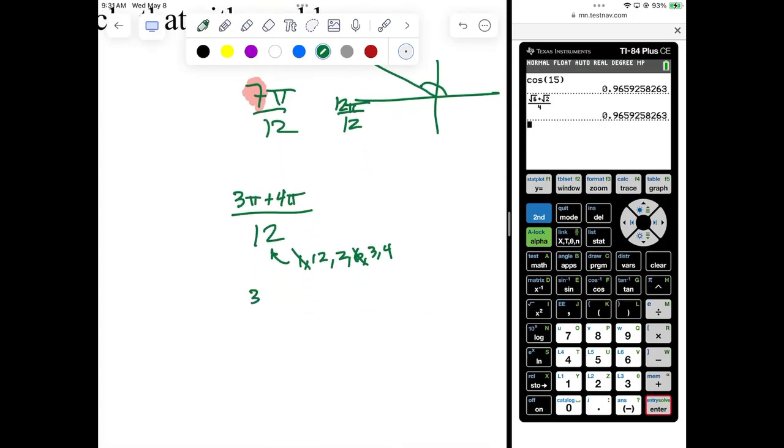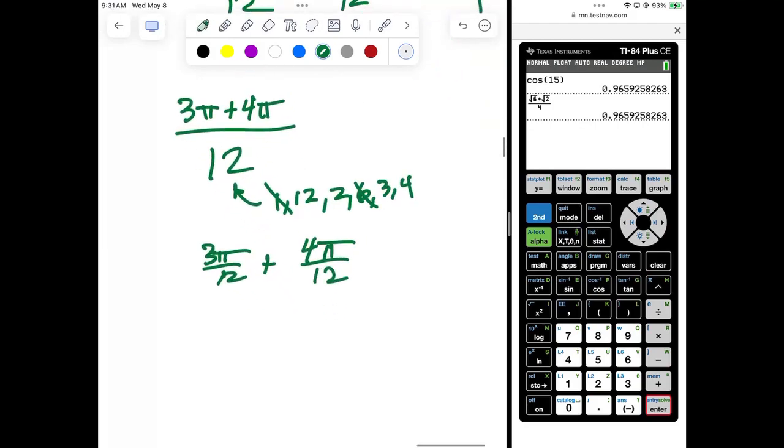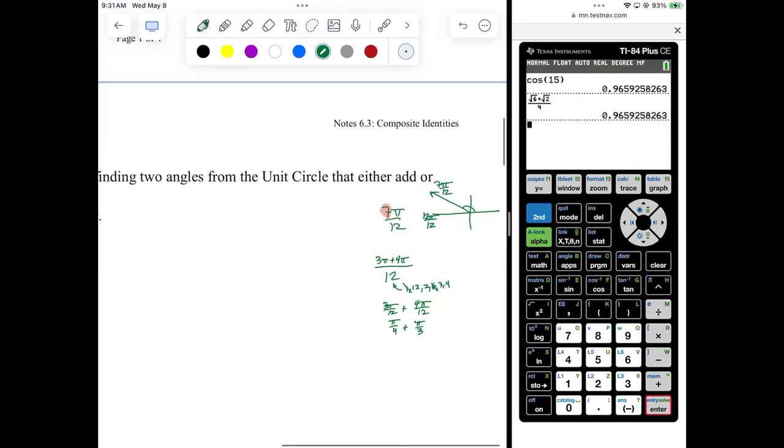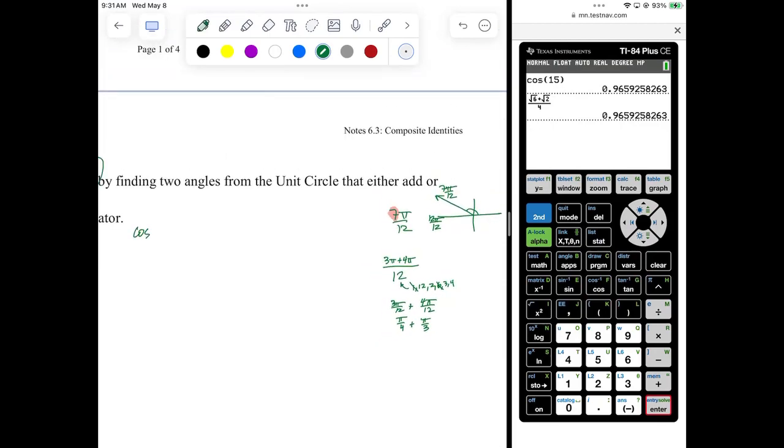If you simplify it down, you get 3 pi twelfths plus 4 pi twelfths, and those will simplify down because there's a common factor of 12 to pi fourths plus pi thirds. And there you go. We found two numbers that add up to give us 7 pi twelfths. So let's come over here to the right-hand side now, and we'll say cosine of 7 pi twelfths is equal to cosine of the two angles, pi fourths plus pi thirds.